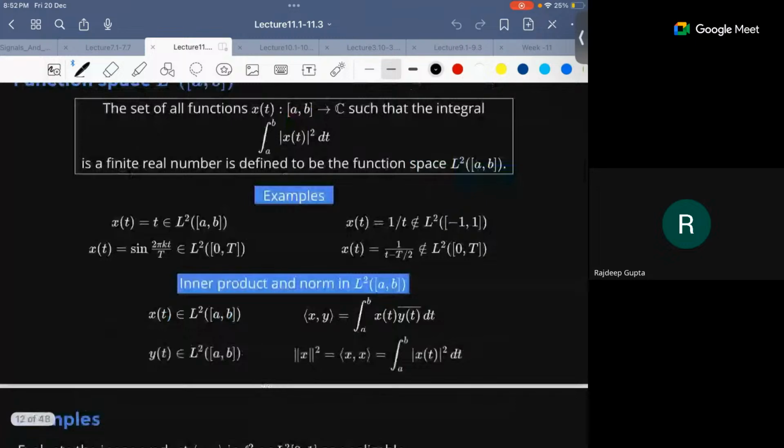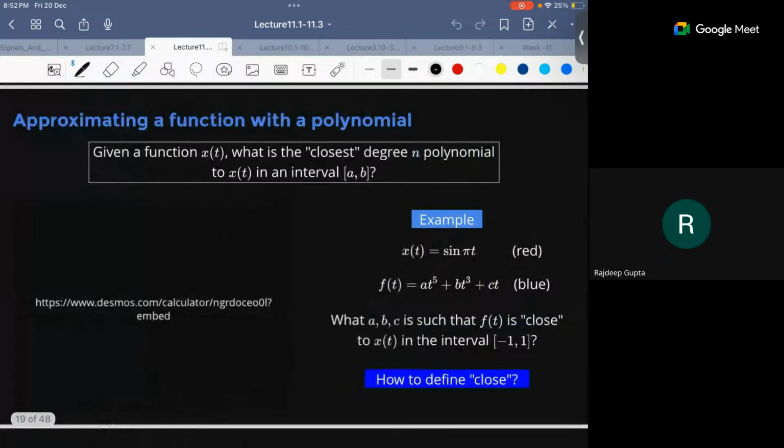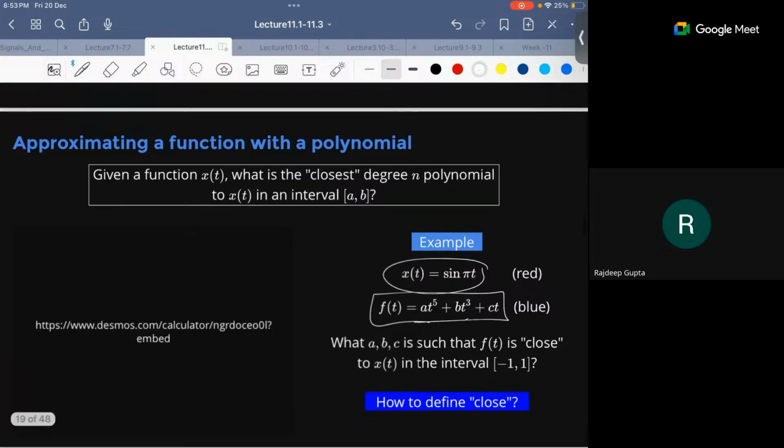So this is done. So here, for example, is the example that was discussed by Professor Andrew sir. He's discussing whether one function is given, which you can think of as a signal also, say sine pi t, and whether a polynomial function is able to approximate that or not. This is the concept, the polynomial approximation.